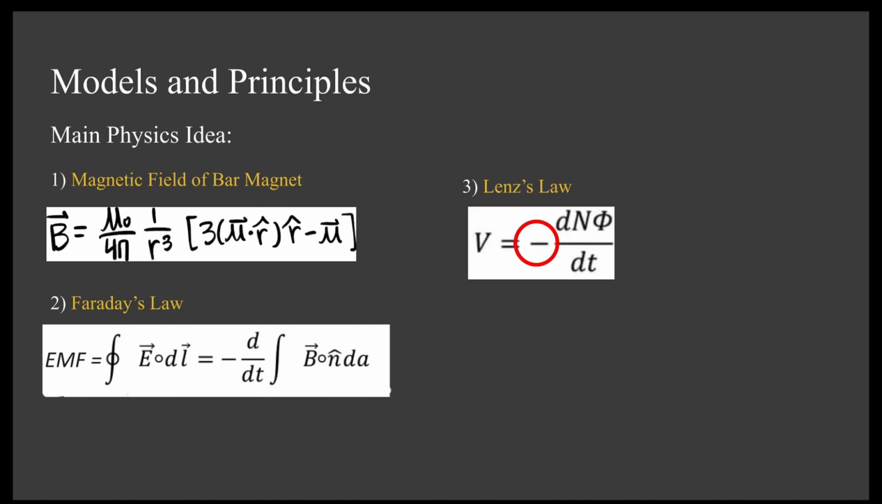The main physics ideas that are present in this experiment include the magnetic field of a bar magnet as seen below. This equation shows the magnetic field of a bar magnet at any location. The second equation we'll go over is Faraday's law, which is EMF equals the integral of E dot dl, which is equal to the change in magnetic flux. And then finally, we'll look at Lenz's law, which is essentially the negative sign shown in Faraday's law.